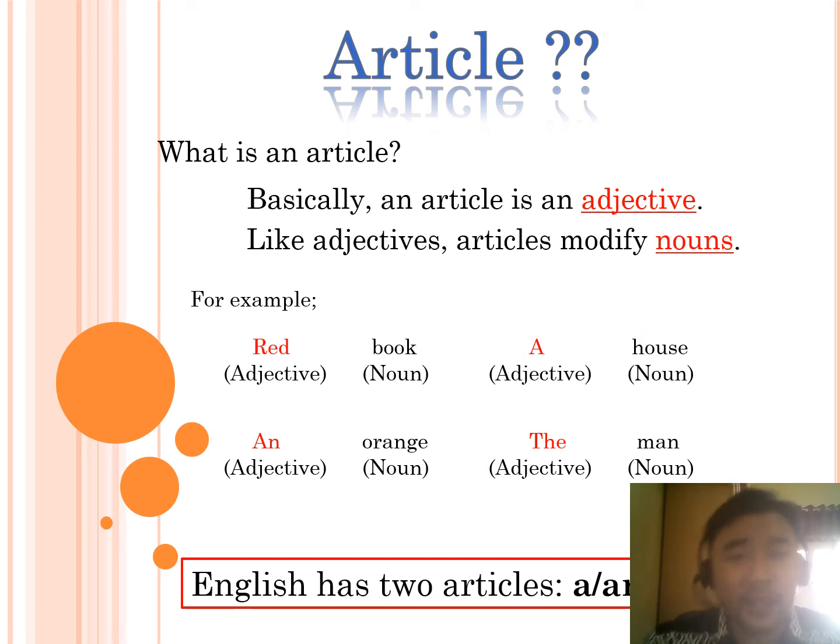Basically, an article is an adjective. Like adjectives, articles modify nouns. Jadi, pada dasarnya artikel itu seperti adjektif yang memang punya fungsi sama. Dia memodifikasi kata benda, teman-teman. Seperti contoh di sini, red book, a house, an orange, and the man. English has two articles, a or an, and the.